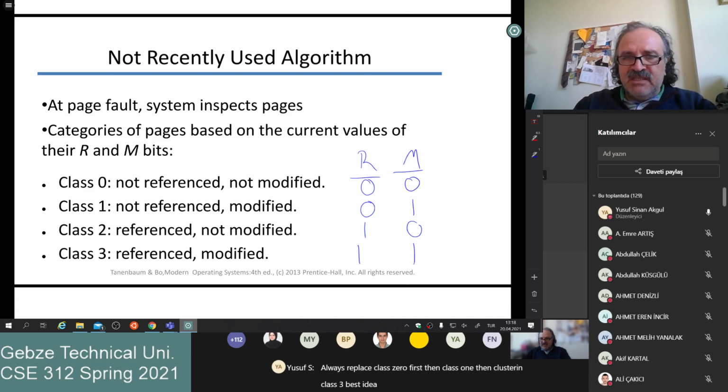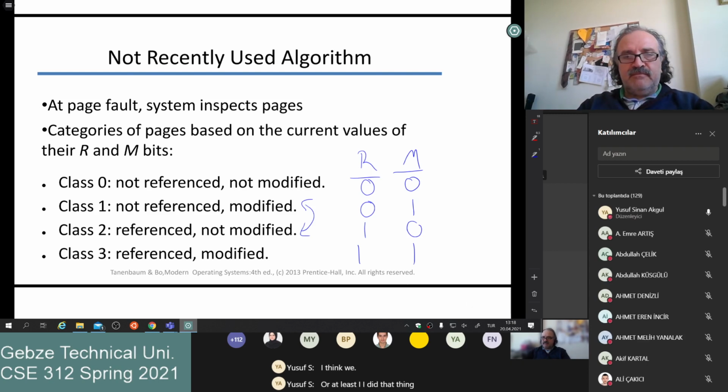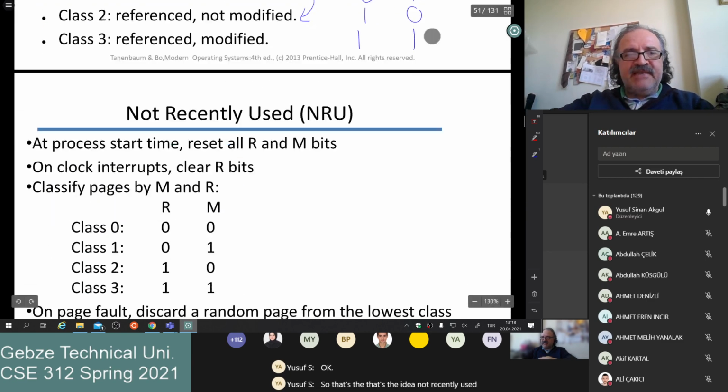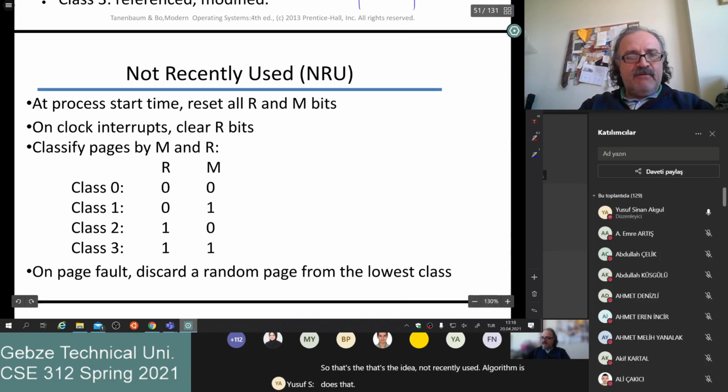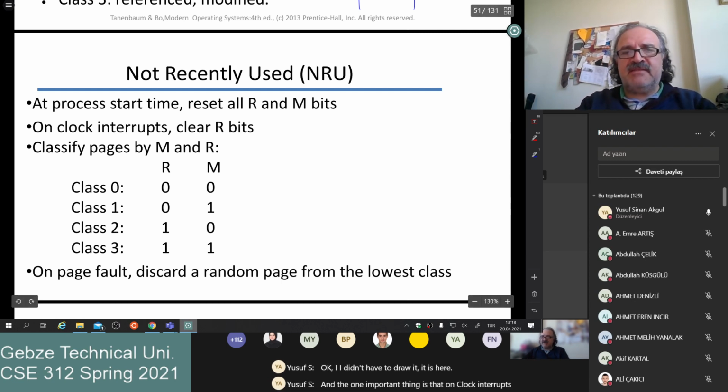I think we just did just the opposite, right? I think we, or at least I, did it that way, with class 1 and class 2. Okay, that's the idea. The not recently used algorithm does that. I didn't have to draw it, it is here. And one important thing is that on clock interrupts, always clear the R bits.